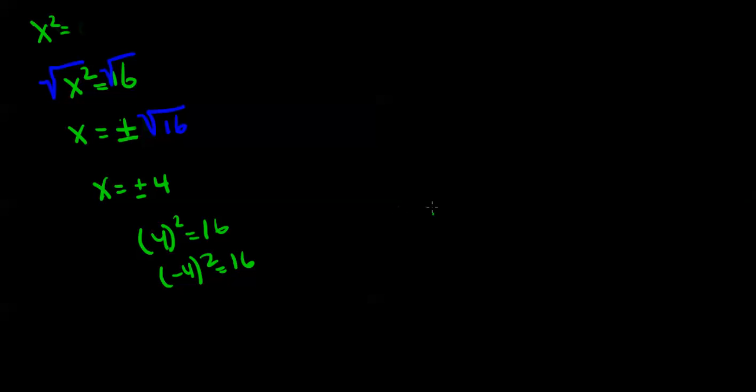Now we're going to look at another example of this. We have the equation x squared equals negative 4. So again, we want to isolate the x variable. In order to do this, we want to take the square root of both sides. So the square root of x squared and the square root of negative 4. So we get x equals plus or minus the square root of negative 4. But you cannot take the square root of a negative number. There is no real number whose square is negative, so there is no real solution to this problem.